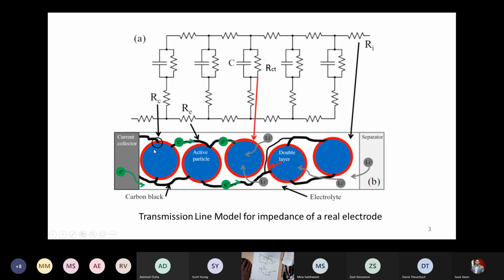So this is a one-dimensional transmission line model of a real electrode. And things can be more complicated than this. This is kind of like the simplest thing that you could ever imagine, and we will simplify even further than this in our discussions. Okay, so any questions about what you see here?